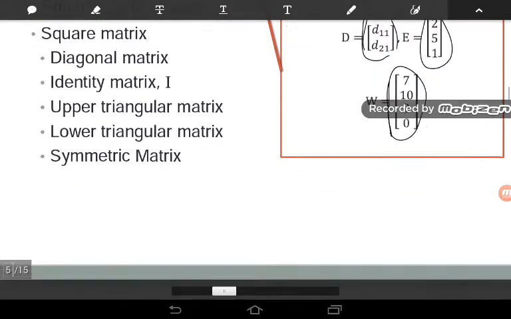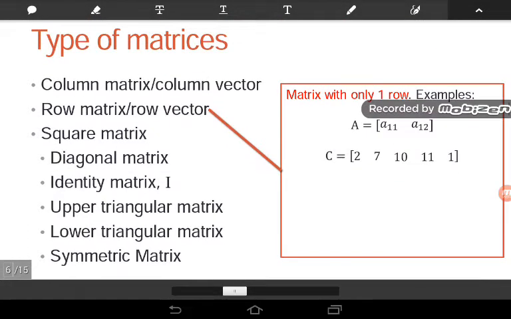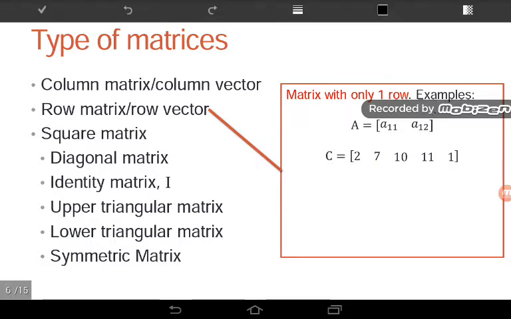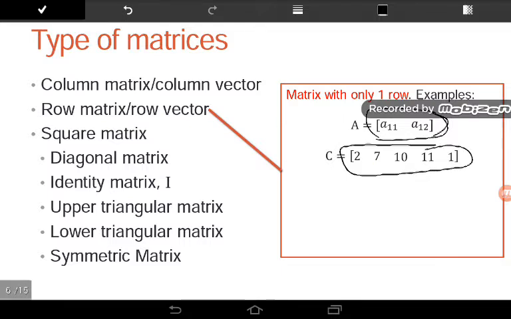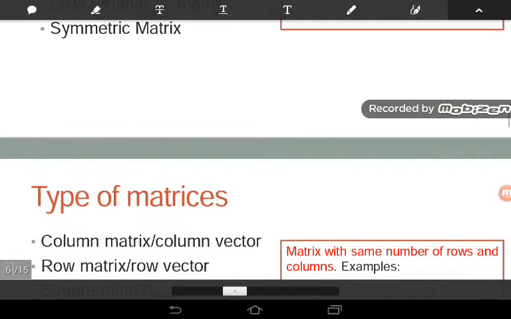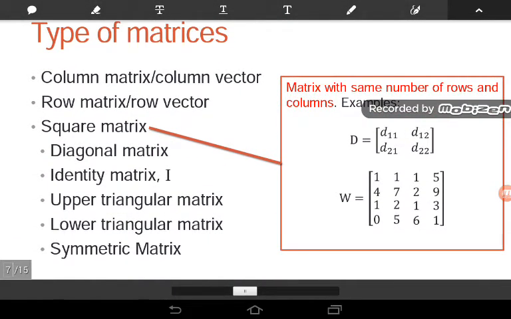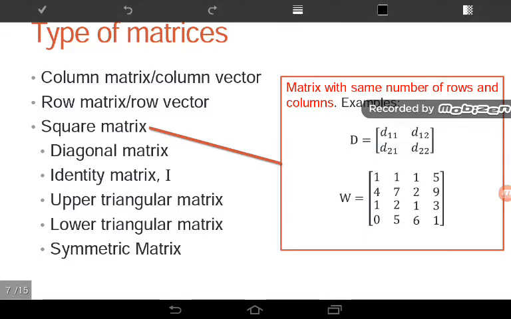Example, this one has one column, so this is a column matrix. A row matrix is a matrix with only one row. For example, this one has one row, and this one also has one row. Next, the square matrix. A square matrix is a matrix with the same number of rows and columns. For example, this one, we have two rows.